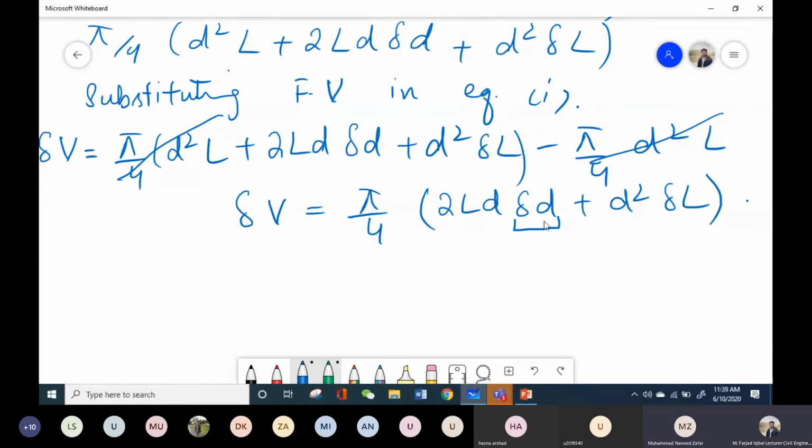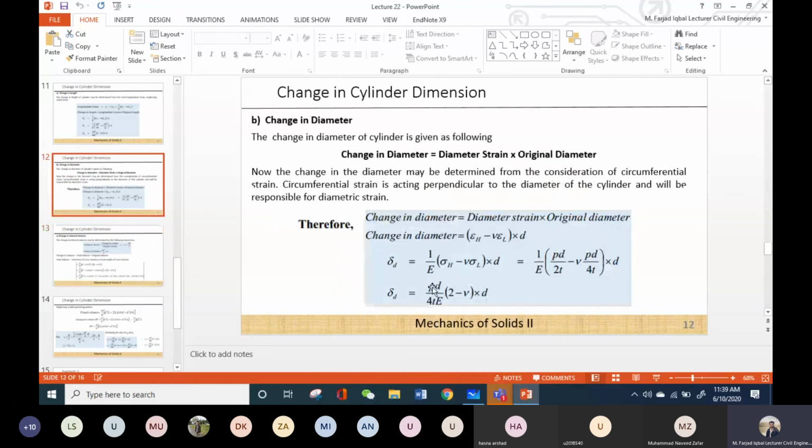Yes, this won't be given to us because this delta D is the change in diameter when the stresses have been applied. But in the question, for example, we would be provided with the stresses, not the changes in diameter or changes in length. So we should try to formulate this change in volume in terms of known quantities, just like we did in these formulations. You see that all of these factors are not dependent on the stresses. These are the original input parameters for the cylindrical element, right?